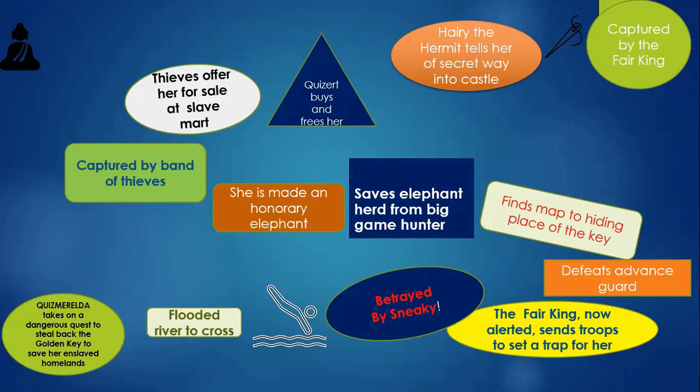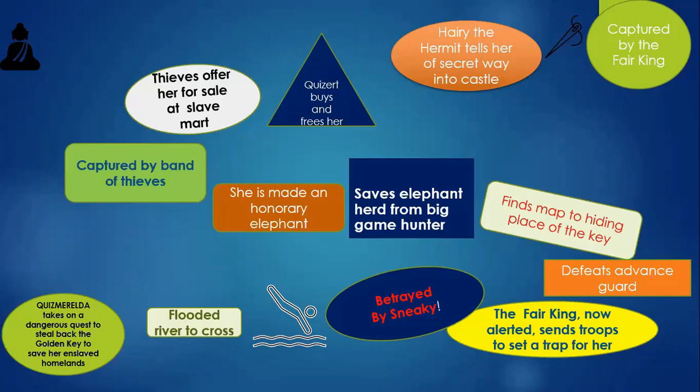Well, she leaves the elephants and is almost immediately captured by a band of thieves. Of course there's a band of thieves. The thieves decide the best bit of money they can make out of this girl is to sell her at the slave mart in the nearest town. So they take her there, and as you know by now, her brother Quizzit has been sent there to buy slaves. Oh, there's his sister.